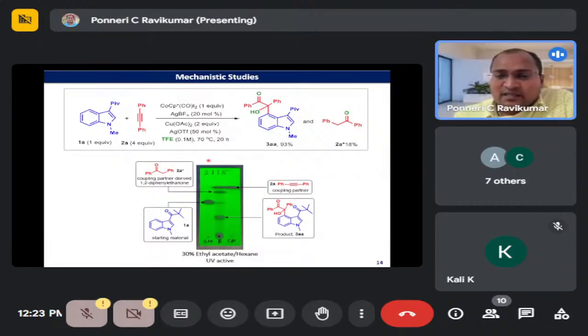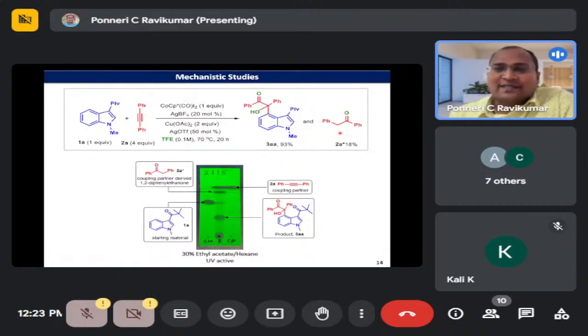In this case, this is the TLC of this reaction. This is the product, this is the starting material, and this spot is the coupling partner. There is one additional spot here. We isolated that, and we found that this is a monoketone. If you look at this monoketone, it is clear that this is derived from this diphenylacetylene. If we add one molecule of water, it will form an enol, and the enol can tautomerize to give this ketone.